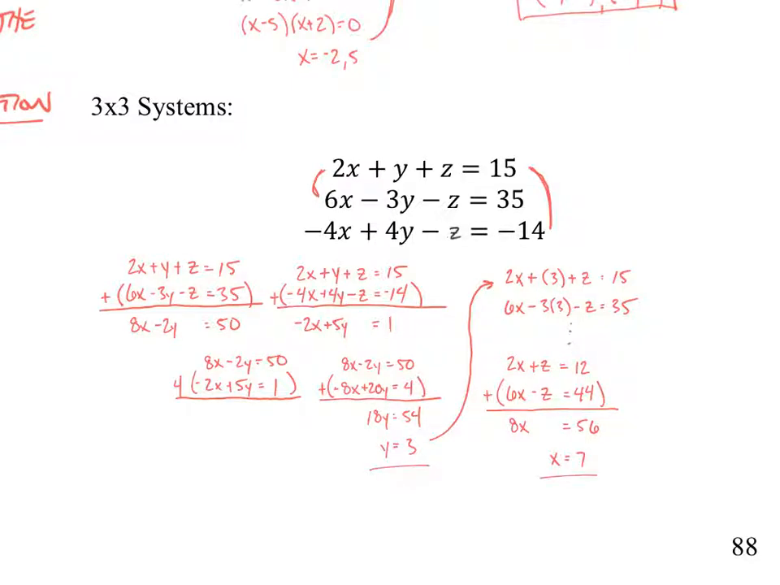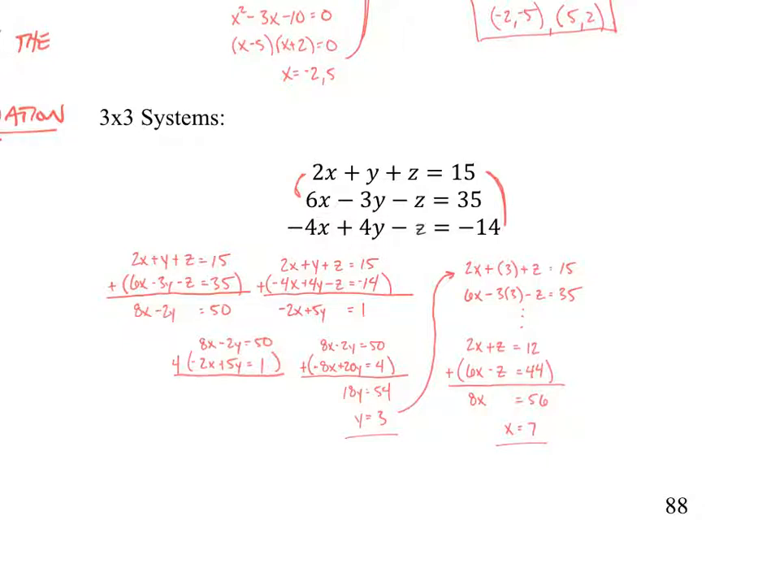So I just have to plug this thing into the next simplest function. I'm going to take the top one. I think the top function is going to be the easiest. So instead of 2x, I have 2 times 7. Instead of y, I have a 3. And I do still have plus z equals 15. And I just have to solve. So z equals -2. So my solutions are x equals 7, y equals 3, z equals -2.